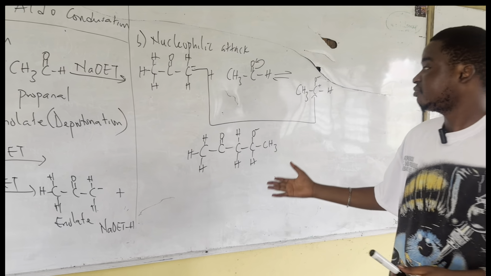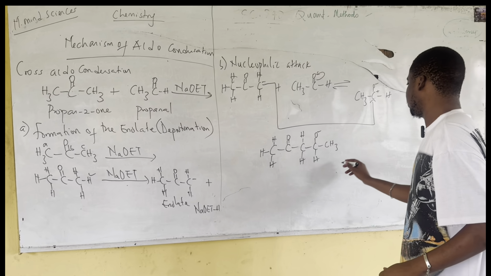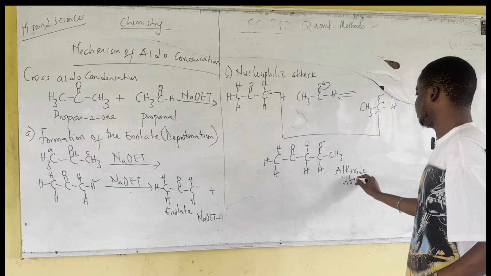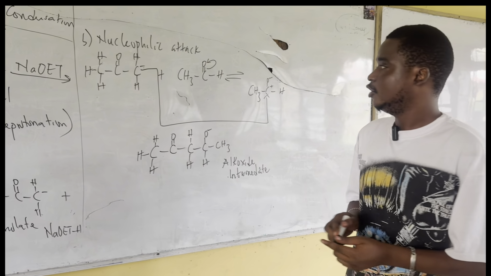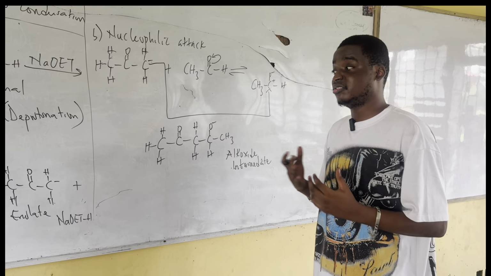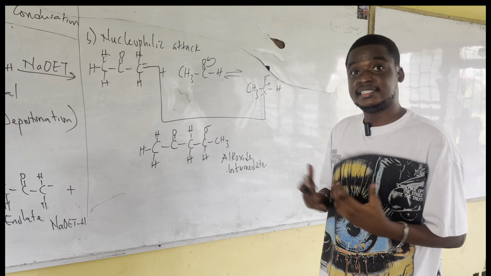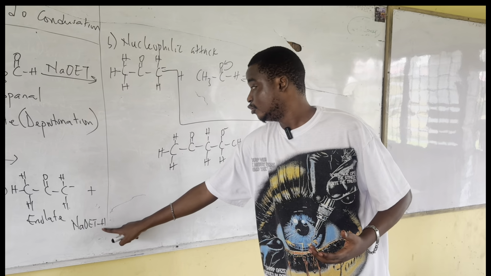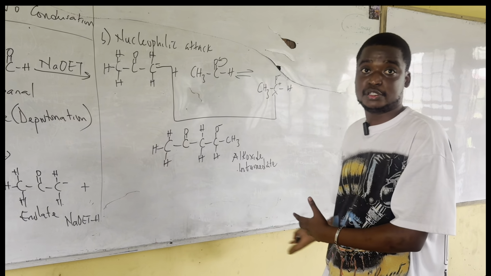So if you want to call this a name, you can call this an alkoxide intermediate. An alkoxide intermediate. So that is the second step. Now in some textbooks they might say cross aldol condensation has 4 products. I've seen textbooks like that. So if you want to number the product, you can say this is product 1, product 2, product 3, and then the fourth product, which is the last step.